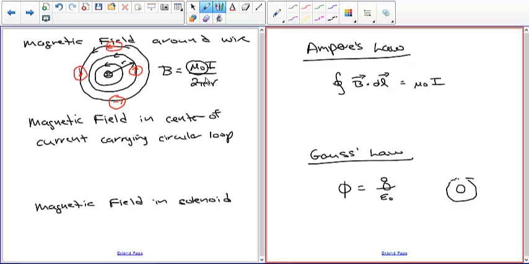Okay, back. So the next thing we're looking at is this scenario. We're going to do this in lab next week. We're going to look at these different situations.